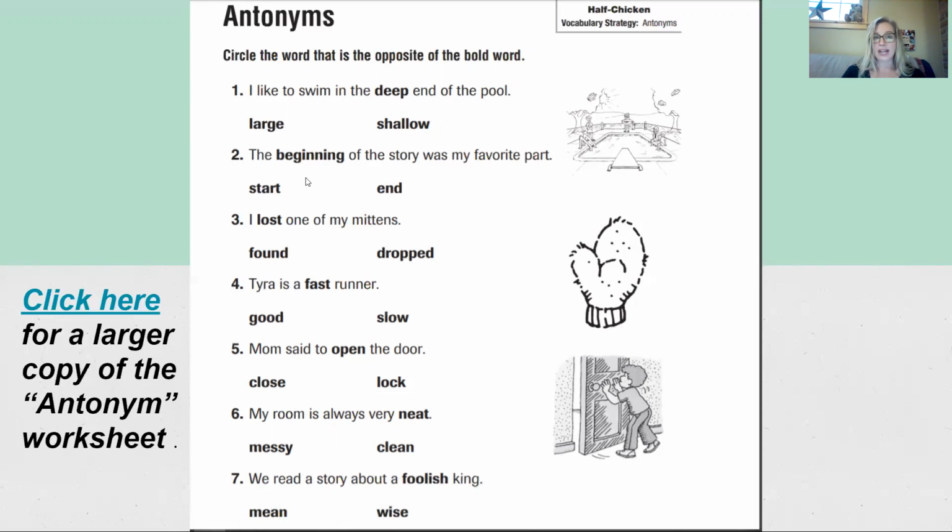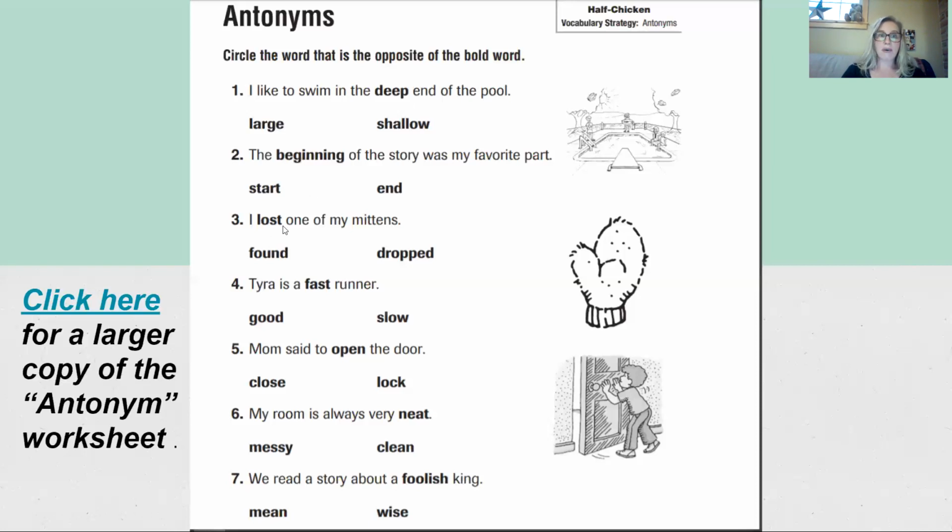Let's do number two together. The beginning of the story was my favorite part. So if you think of a story and it's at the beginning, it's at the very front of the book, what is the opposite of the front or beginning of the book? Is it the start or the end? That's right, boys and girls, it's the end of the book.